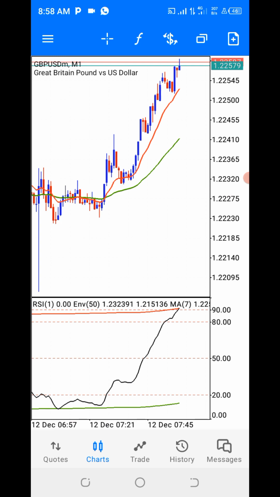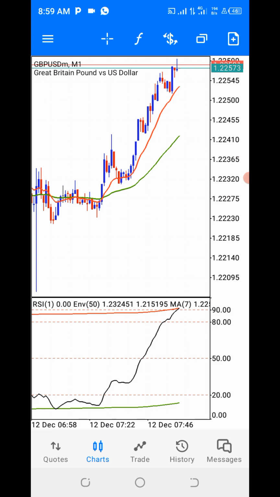For example, GBP USD is a London pair, so you should expect more volatility during the London time. If you are trading AUD USD, we all know that AUD USD is an Asian pair, so you should expect more volatility in the market during the Asian hours, right? And we have USD JPY. Is it a New York pair or a London pair? Okay, it's actually a London pair too.